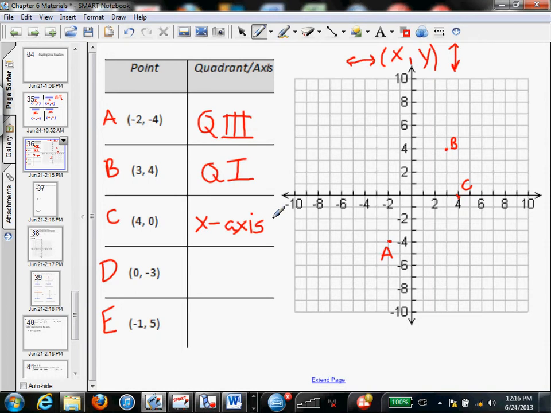Okay, and for D we have 0, so we're at this, this is called the origin, this 0, 0 right here. This is where we usually like to start. So we're here, and 0 for x tells us to move nowhere, and then we have -3 for y, so we just move down 3. And that's going to be point D. What quadrant is that in? It's in neither 3 or 4. It's actually on the y-axis.